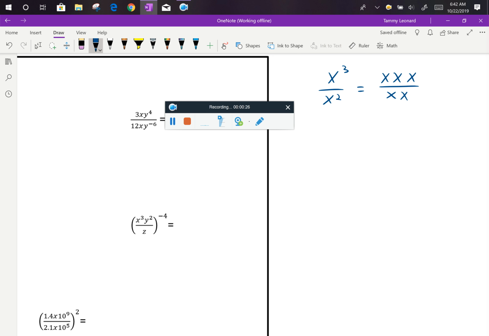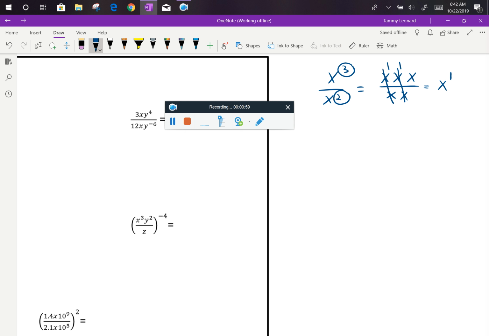3 x's multiplied in the numerator is the same as x cubed, and 2 x's divided in the denominator is the same as x squared. We know that we can reduce factors in a fraction, so x divided by x is equal to 1. Another x divided by x is equal to 1. So this is 1 times x, or just x. When we look at that, we can see where the division rule comes from. Notice 3 minus 2 equals 1, which is where we're at when we simplify this problem.